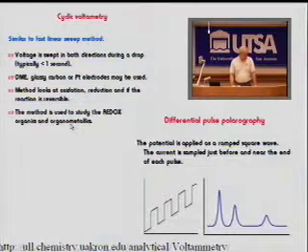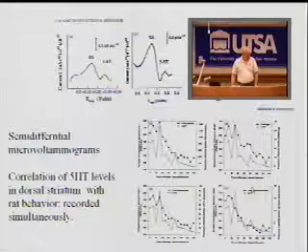organics and organometallics. The differential pulsed polarography is one where the potential is applied as a ramped square wave, as we see here, and the current is sampled just before and near the end of each pulse so that you get peaks at different voltages applied and different signals.